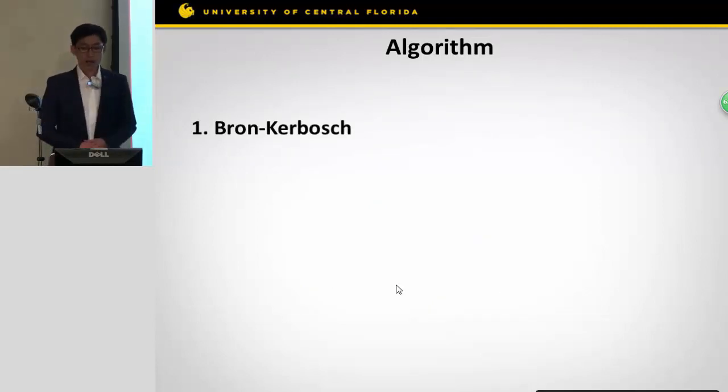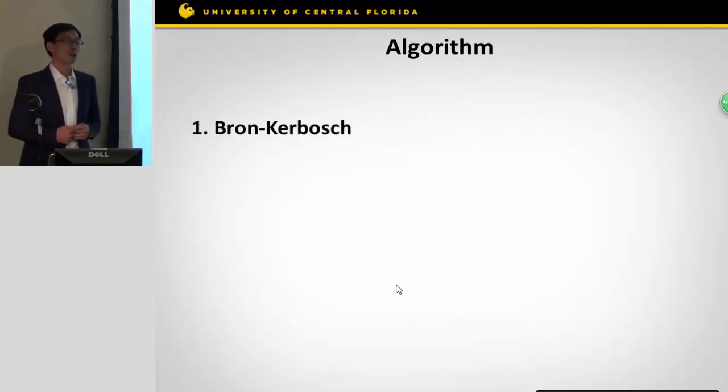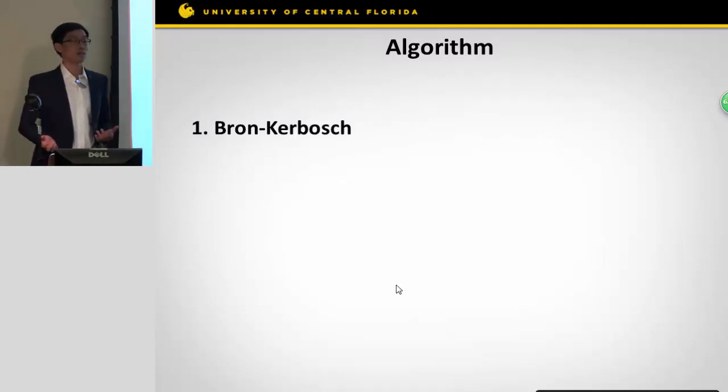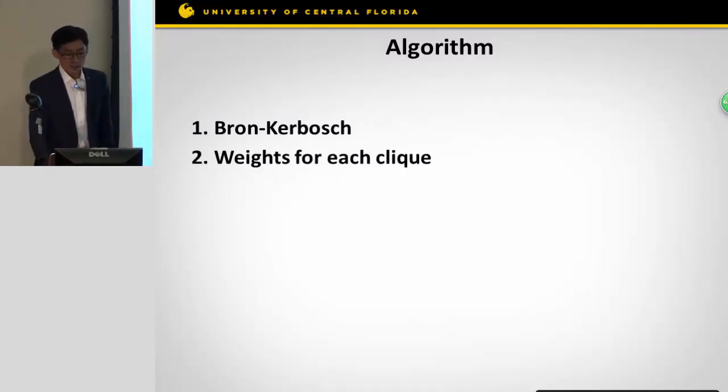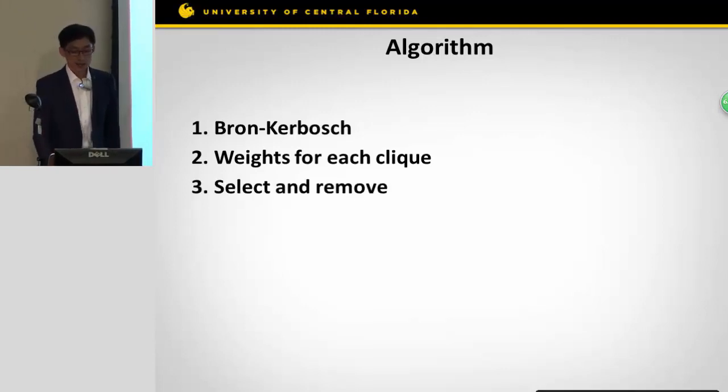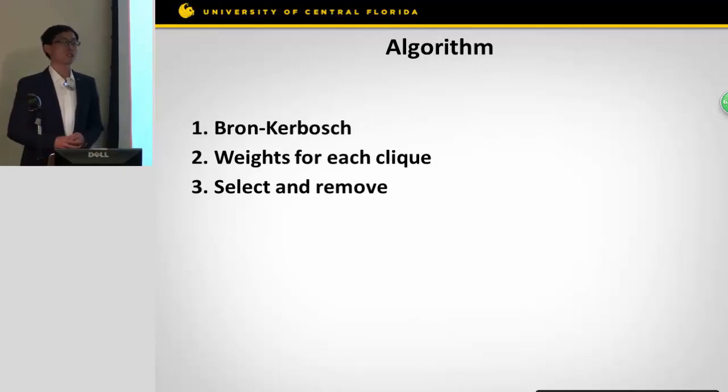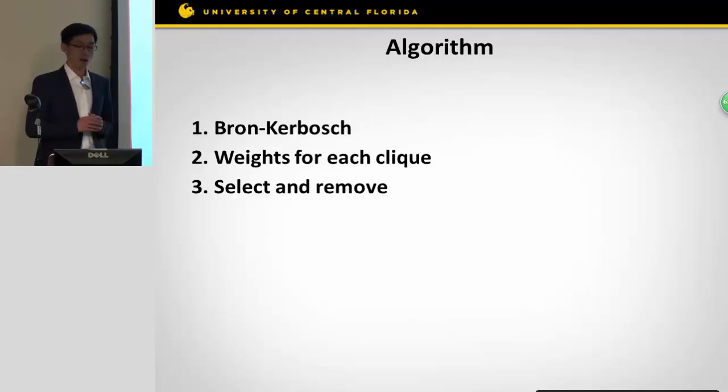For the algorithm, we first apply the Bron-Kerbosch algorithm to find all the maximum cliques from the graph. Then we calculate the weights using the previous objective function. Then we select the largest clique from the graph, which corresponds to the first object class. Then we remove this clique from the graph and select the next one iteratively. By this, we can get multiple object classes from these videos automatically.